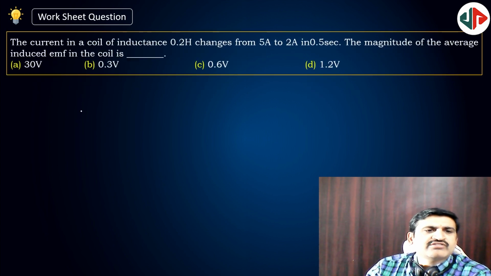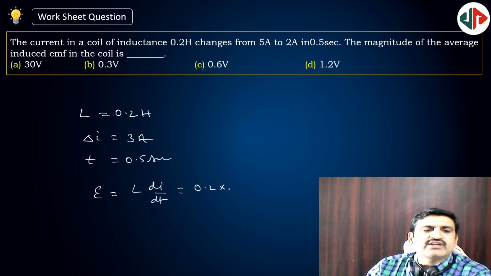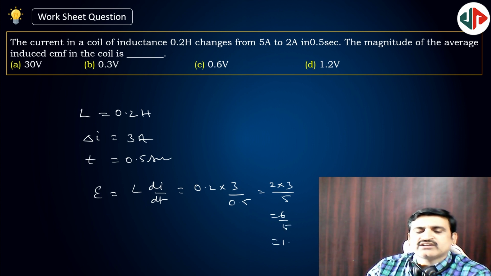Current in the coil of inductance L equal to 0.2 H changes by delta I equal to 3 amperes, from 5 to 3 amperes, in delta t equal to 0.5 seconds. The magnitude of average EMF induced V is equal to L di by dt. L is 0.2, di is 3, dt is 0.5. That is equal to 2 times 3 by 5, 2 threes are 6 by 5. That is 1.2.